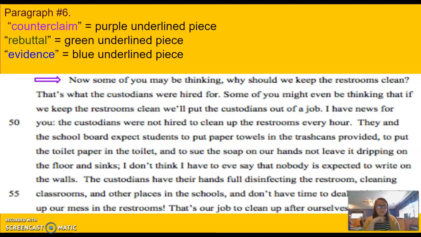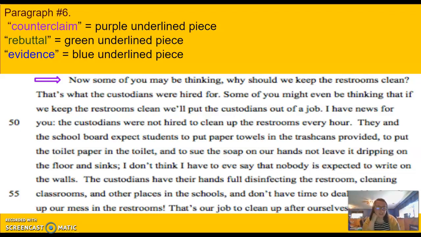They and the school board expect students to put paper towels in the trash cans provided, to put toilet paper in the toilet, and to put soap on our hands and not leave it dripping in the floor and sinks. I don't think I ever have to say that nobody is expected to write on the walls.